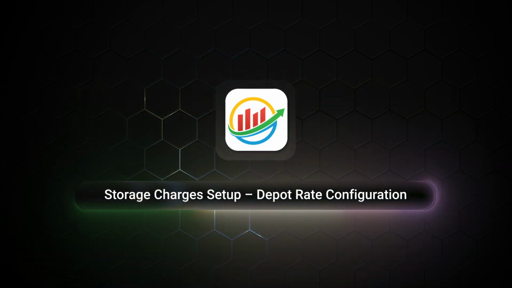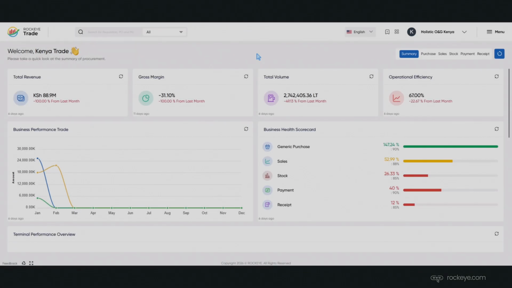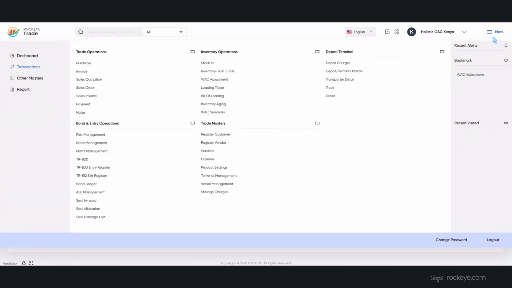Configure depot storage rates with free day limits. Storage charges management begins in the Trade Masters module to define warehouse overhead costs. The Trade Masters menu centralizes all logistical and product-specific cost parameters.